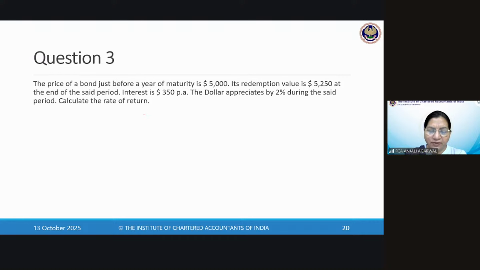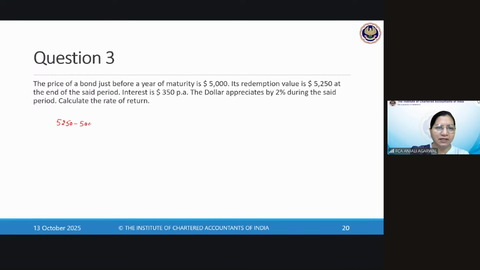All right, looking at the ambiguity of the question, I'm starting to explain this. Looking at the ambiguity of the question, if you say the price of the bond was $5,000, redemption value is 5,250, and interest is $350, so you can easily calculate how much is the return. 5% would be the return. 5%. Yeah, 5250 minus 5,000 upon 5,000.